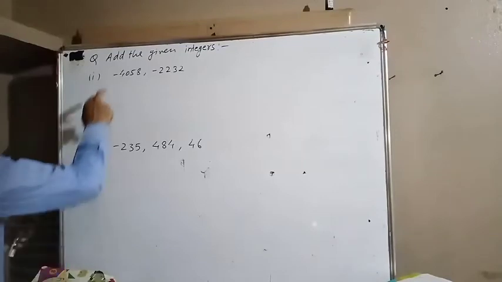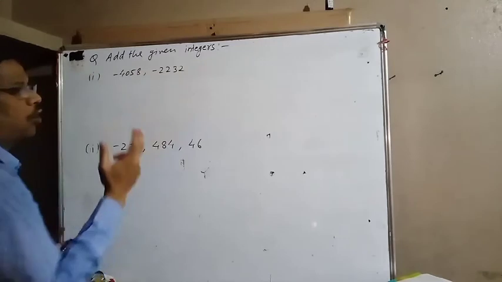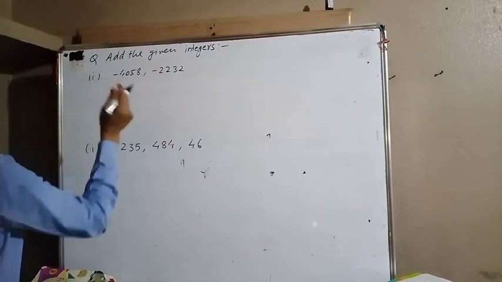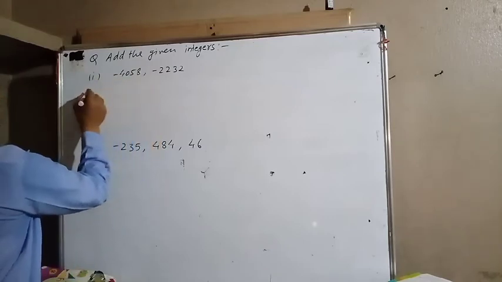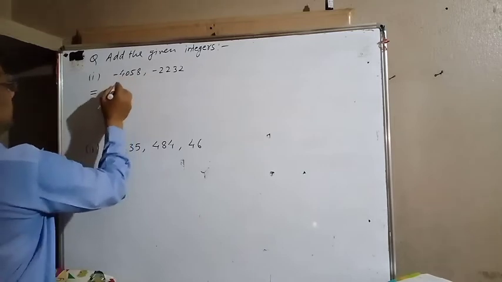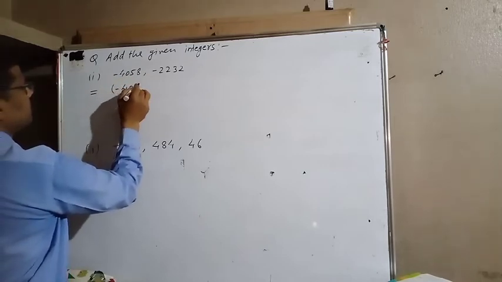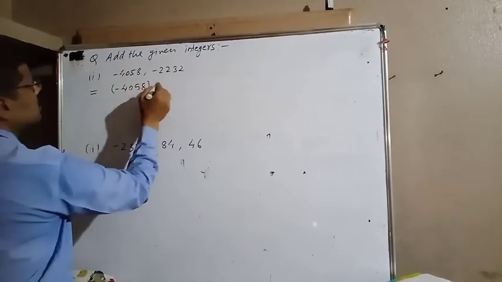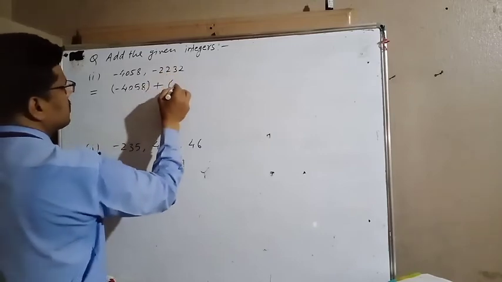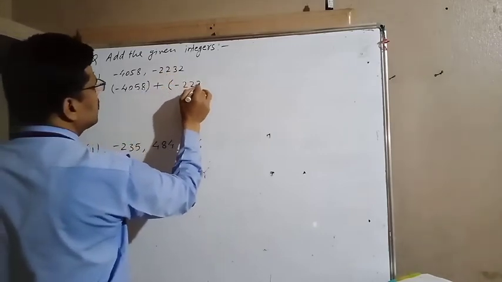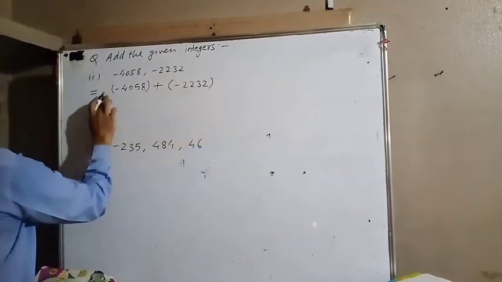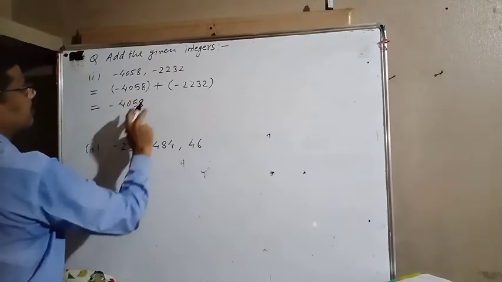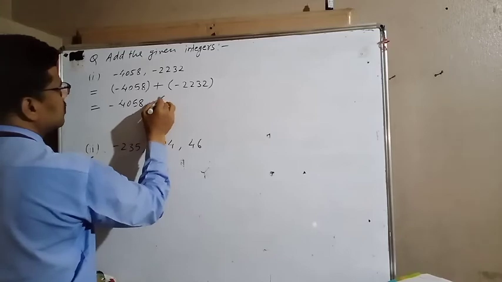In this question, we will learn to add the given integers, how to add two or more integers. Here we have two integers. Both have negative signs. When we have negative integers and we want to add them, we have to put them in a bracket. That's why I am putting minus 4058 in a bracket. Now we want to add them, so between them we have to put a plus sign. And this integer is negative, so we have to put it in a bracket. Now plus minus is minus, so we write here minus 4058 and minus 2232.